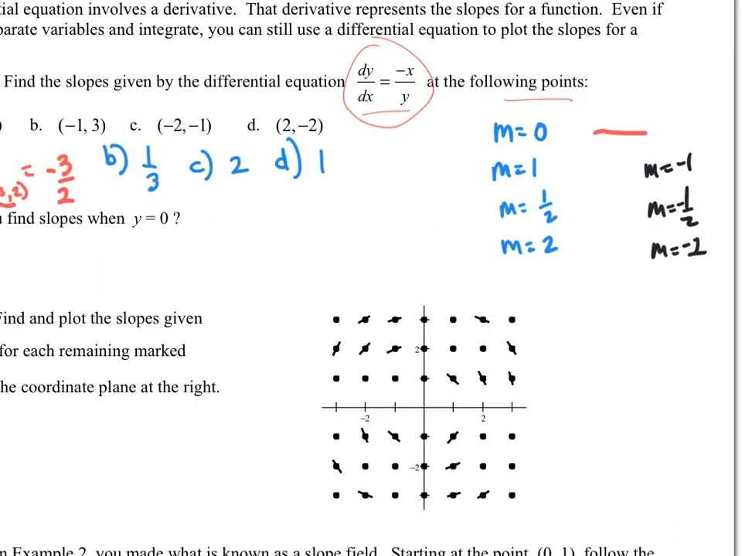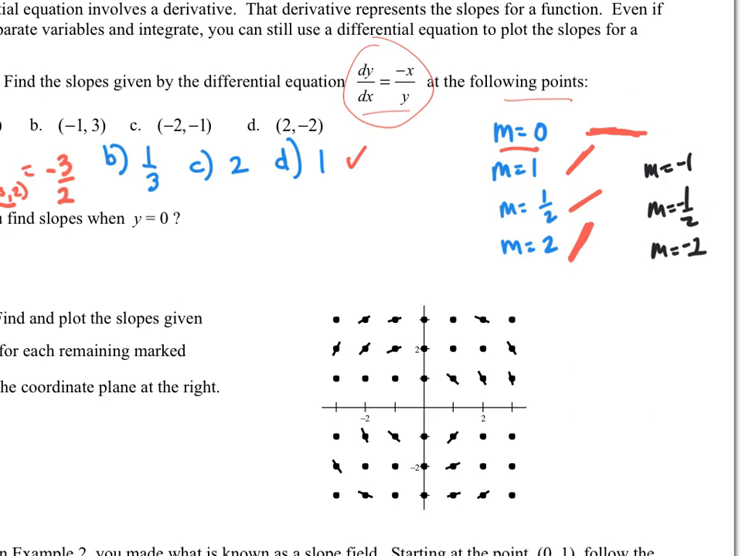Pause this. Now we're going to take all of these slopes that we found and put them on a coordinate plane. Some things you should realize is that a slope equal to 0, you're going to draw a horizontal line like this. A slope of 1 is going to be at a 45-degree angle, like so. 1/2 would be less than that, and 2 would be greater than that. So you have to put everything in perspective as you go.